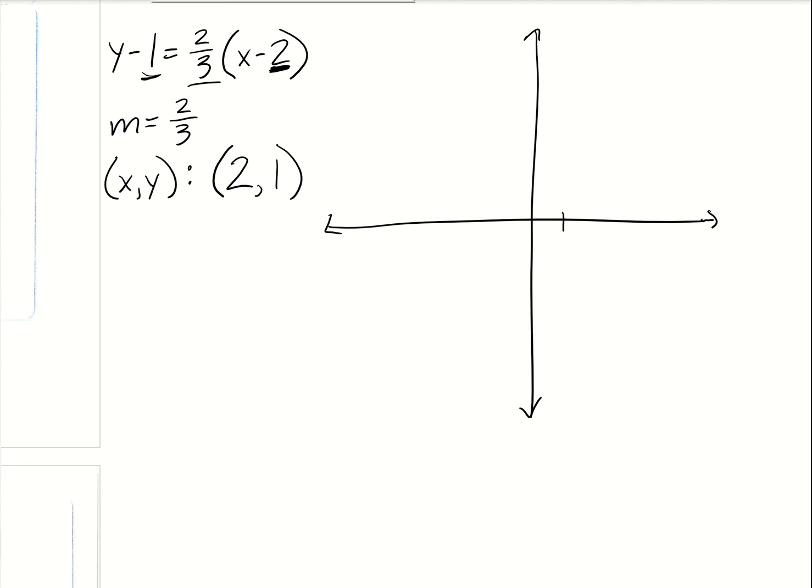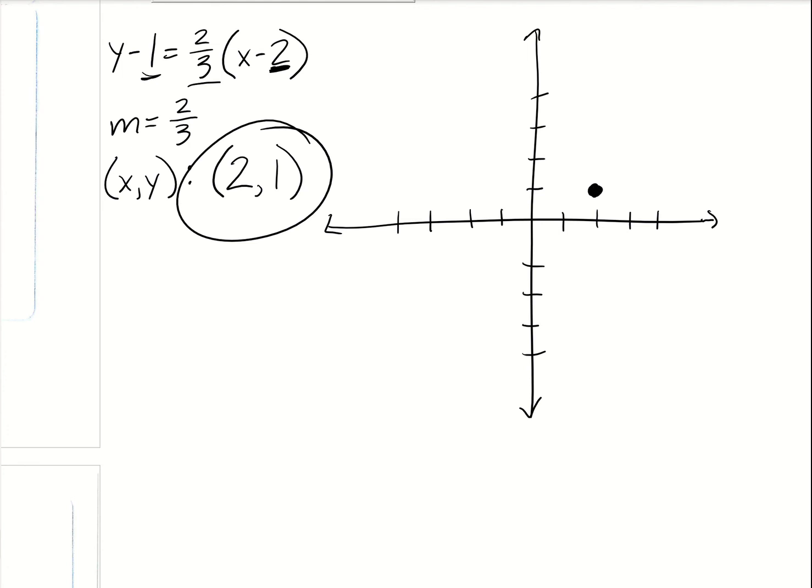Okay, so here we go. We've got our graph. We'll go with 4 points on each side of the origin for each axis. And then we have our point (x, y). We're going to graph that first. We've got the point (2, 1). So there's (2, 1).